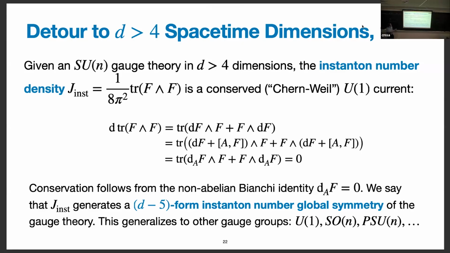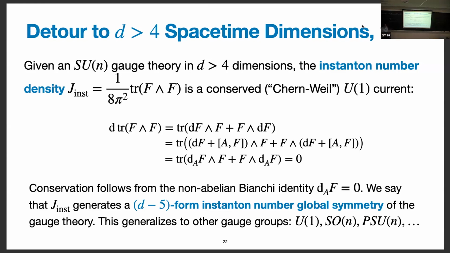4 dimensions, the instanton number density, 1/8π² trace F wedge F, is the generator of some kind of global symmetry. It's a conserved current. You can just take its derivative and do a little bit of algebra, and you end up seeing that its derivative is equal to 0 if you assume what's called the non-abelian Bianchi identity, that the covariant derivative of F is 0.